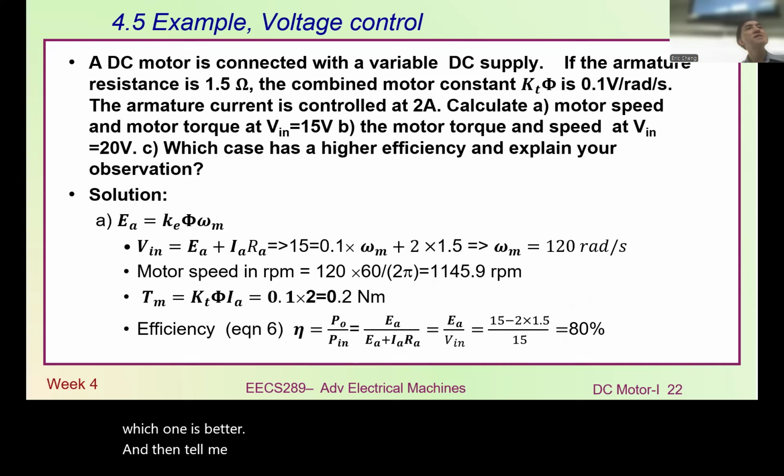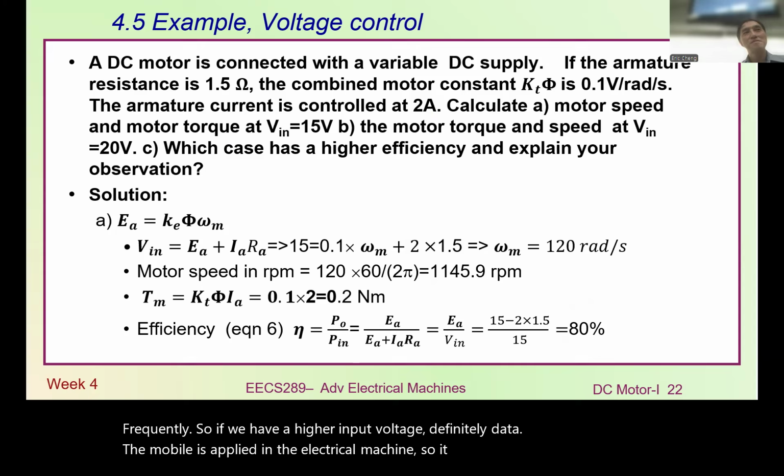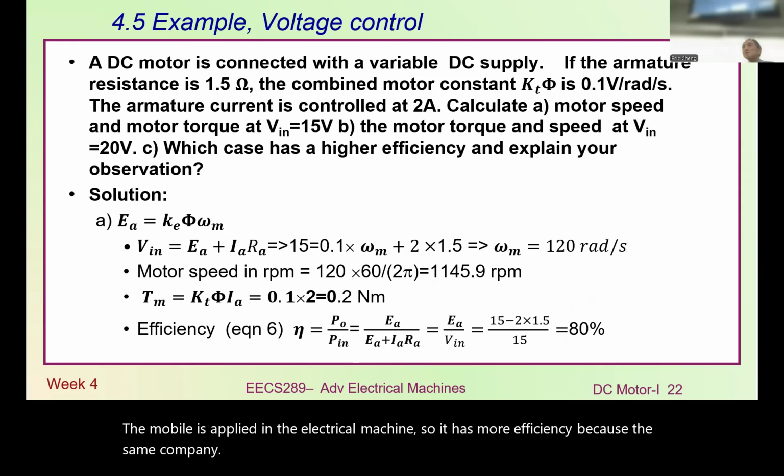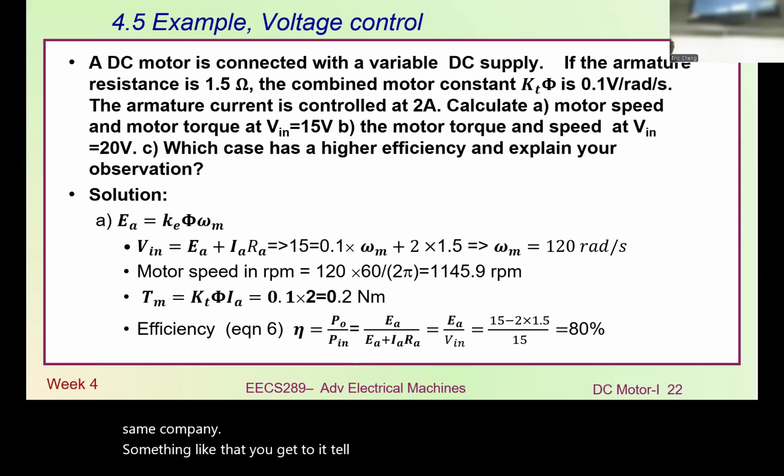The current is the same. The current we say is controlled at 2 amp. That means the power dissipation, the heat, is the same, and they just distribute 3 volts. So if we have a higher input voltage, that means more voltage will be applied to the electrical machine. So it has more efficiency because of the same current. Something like that. You need to tell me a little bit deeper in that knowledge. But anyway, let's go through the answer first, right?